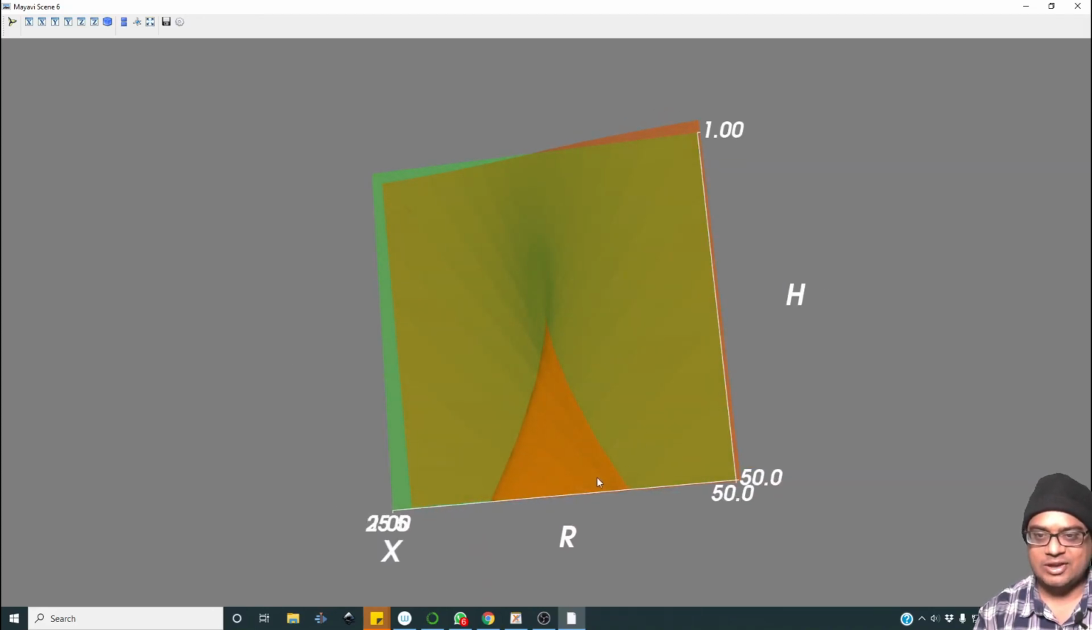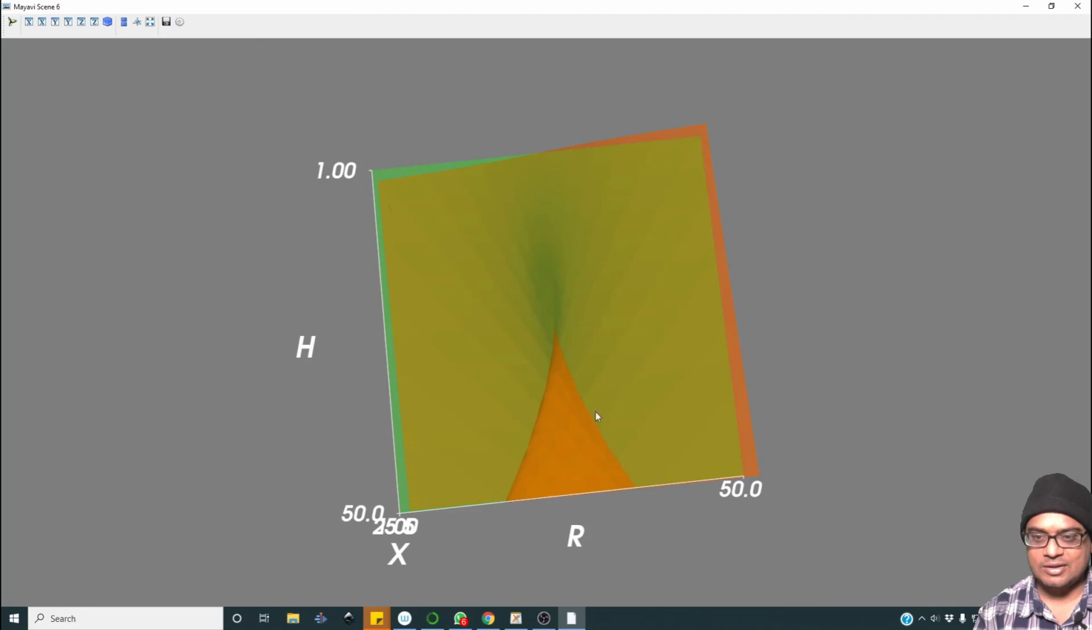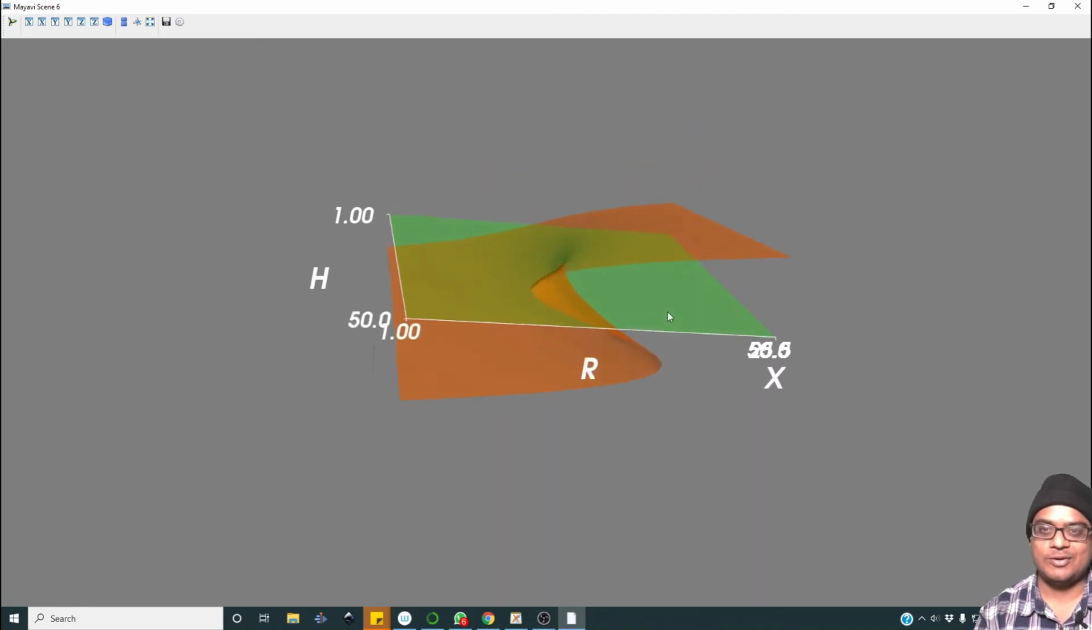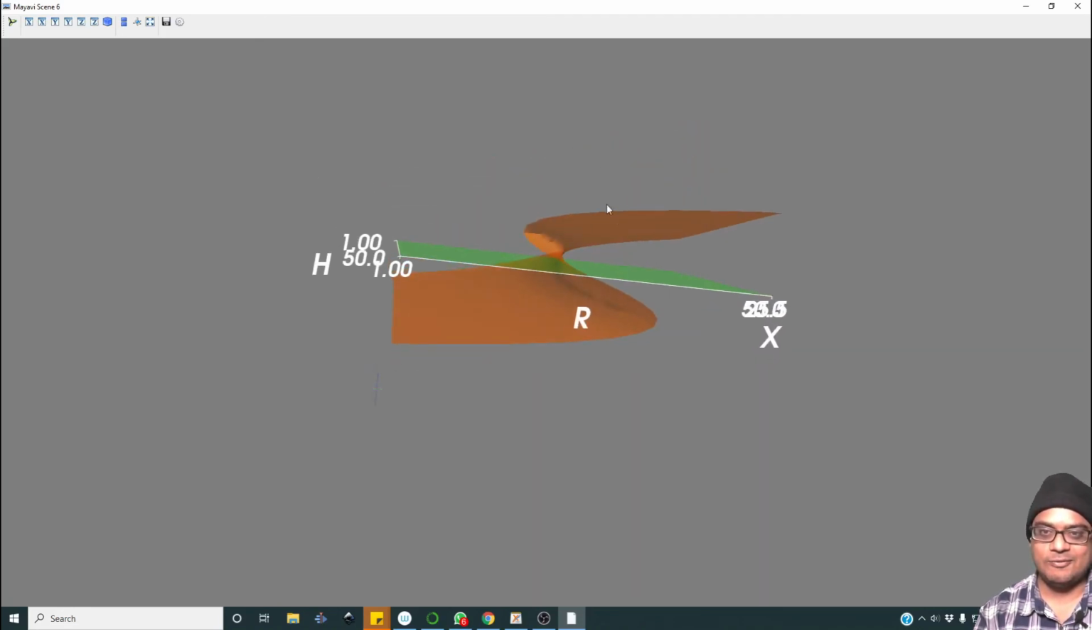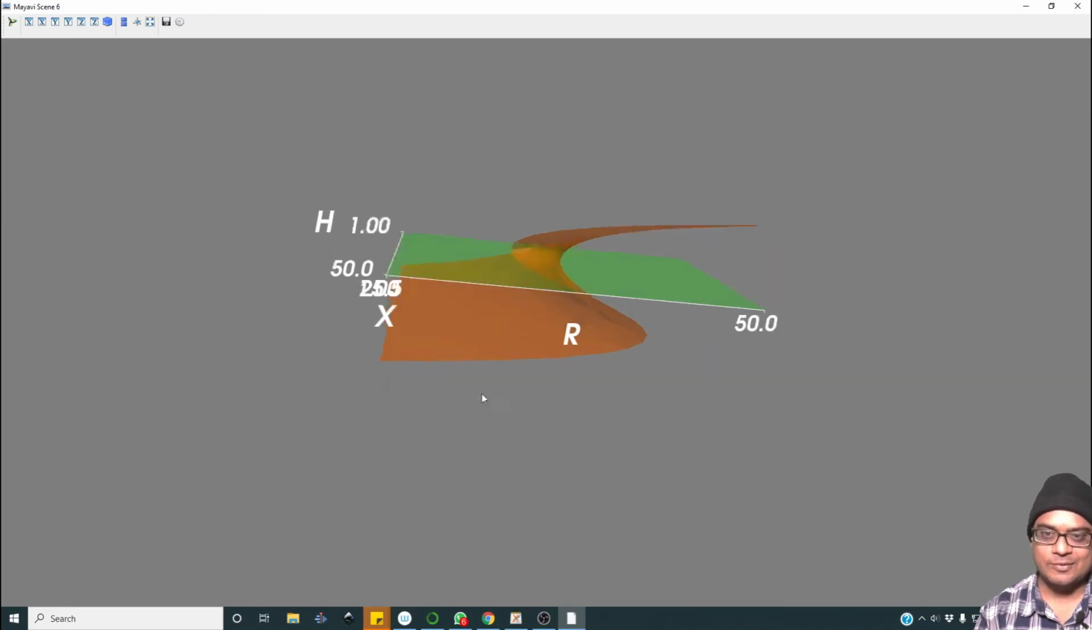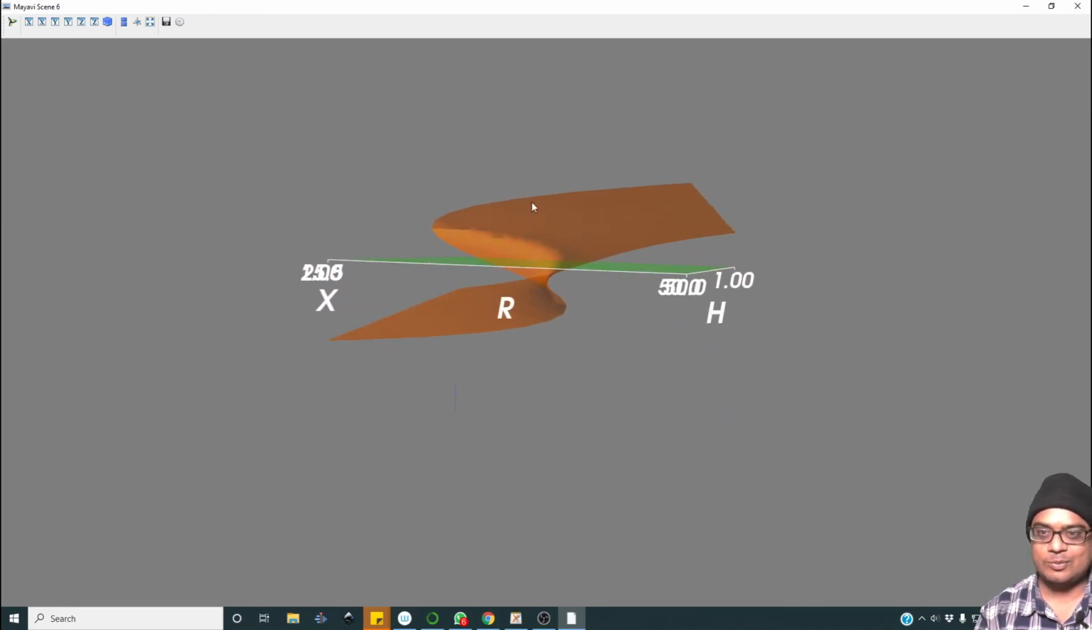So this is the HR plane, and here there are three roots. Here there is only one root. Okay, there are three roots. One root, one root, one root. There are three surfaces: the top surface, the middle surface, and the bottom surface.